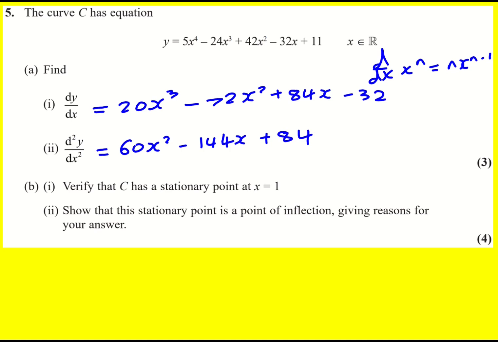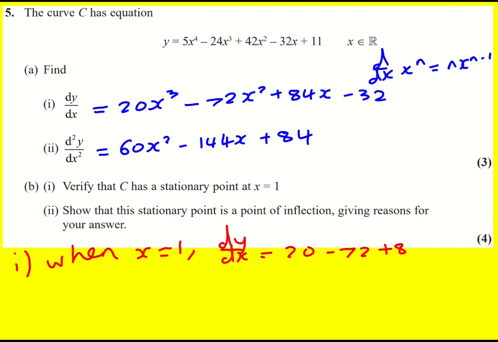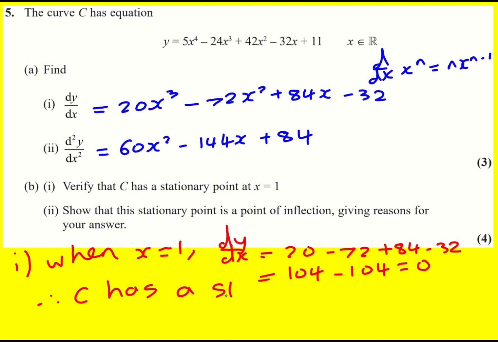Verify that C has a stationary point at x equals 1. We don't want to actually solve this cubic. We just want to substitute in x equals 1. When x equals 1, dy by dx equals 20 minus 72 plus 84 minus 32. Add the 20 and the 84, 104. 72 plus 32 is 104, but I'm going to be minusing that. So I get 0. And therefore, it's enough to say C has a stationary point at x equals 1.